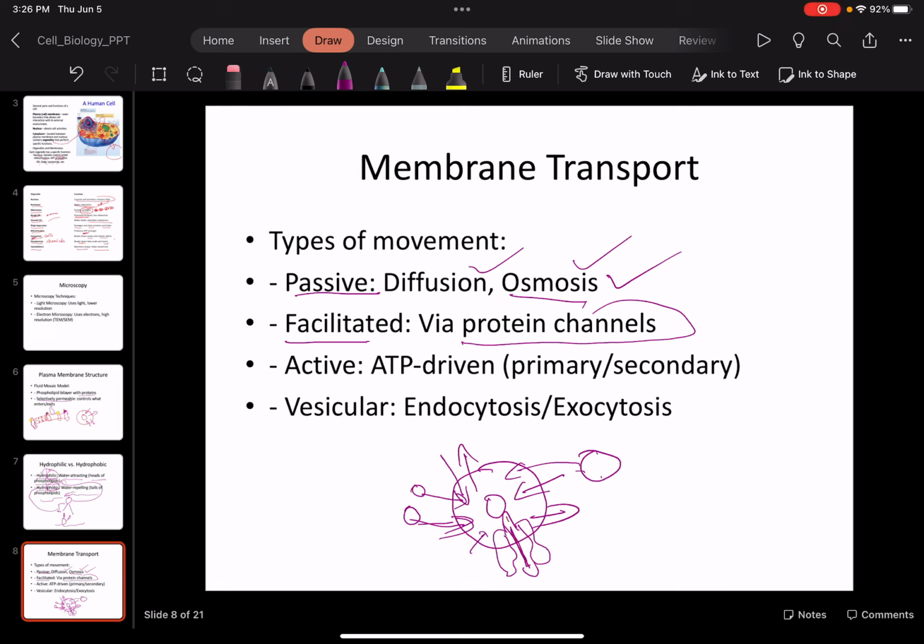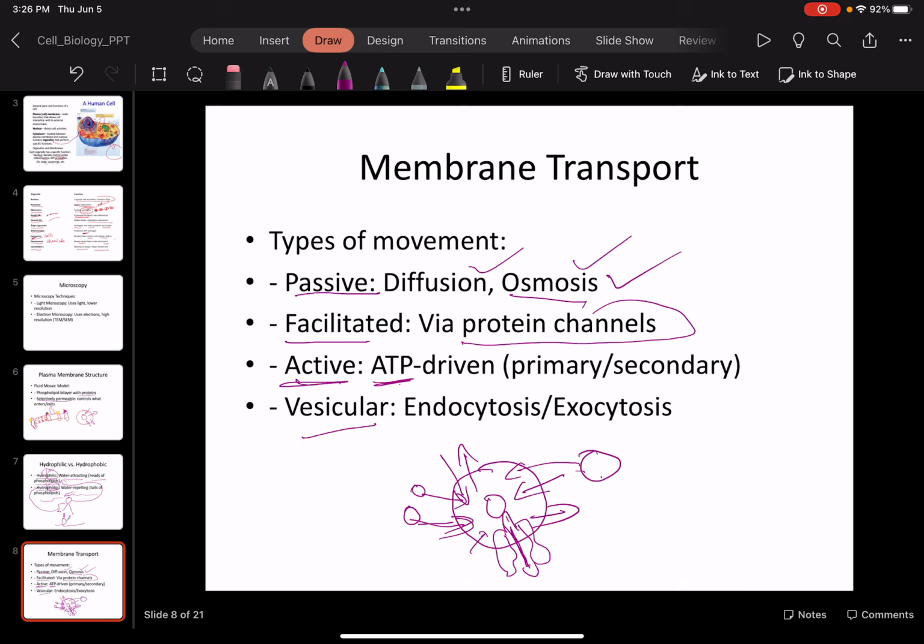For example, you have a wall around your house, then you have a gate. The gate will allow what? Bigger stuff to go in and out. Active means what? It requires ATP. ATP is what? Energy. So when you do active transport, it requires energy.